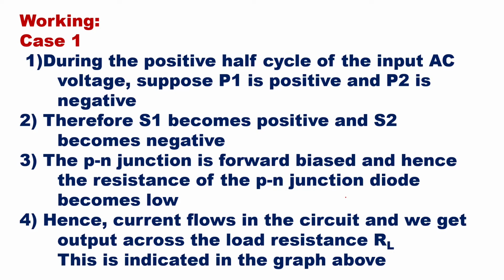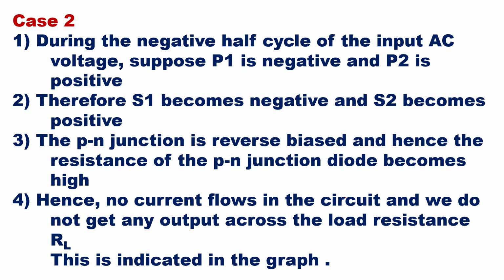Then we'll go to see the working of half wave rectifier. Now when you are speaking about the working of half wave rectifier, there will be two cases. You have to speak when the input is positive half cycle, what happens, and second case, when the input is negative half cycle, what happens. So in case 1, during the positive half cycle of the AC input voltage, suppose point P1 is positive and P2 is negative, therefore S1 becomes positive and S2 becomes negative. The PN junction is forward biased and hence the resistance of the PN junction diode becomes low. Hence current flows in the circuit and we get output across the load resistance RL. This is indicated in the graph.